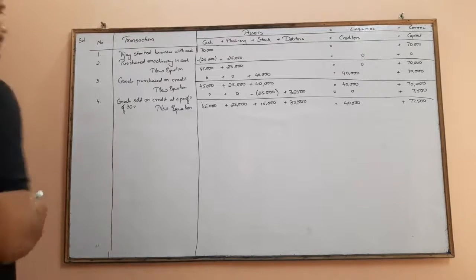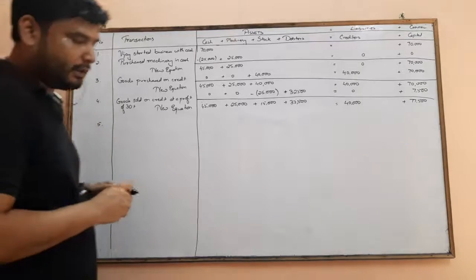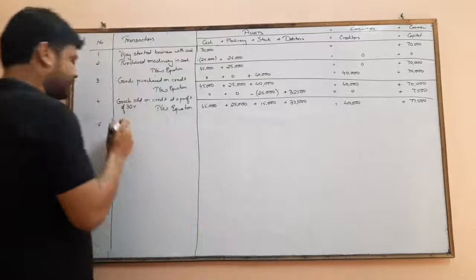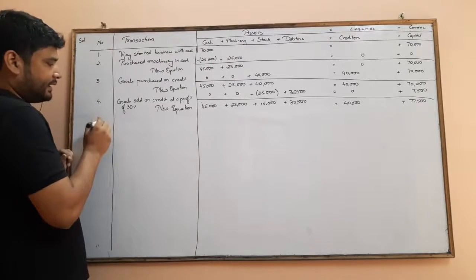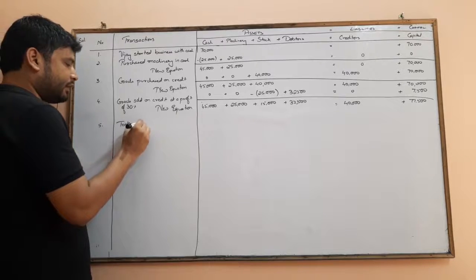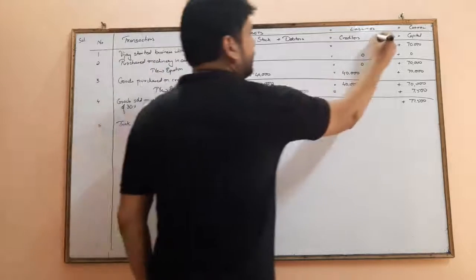Now coming to the next, point number 5. Point number 5 says took a loan of rupees 12,000. Now the company has taken a loan of rupees 12,000. So took a loan. Now in which form is it said? Nothing is mentioned. So 12,000 will be the loan. It will be the liability of the firm.